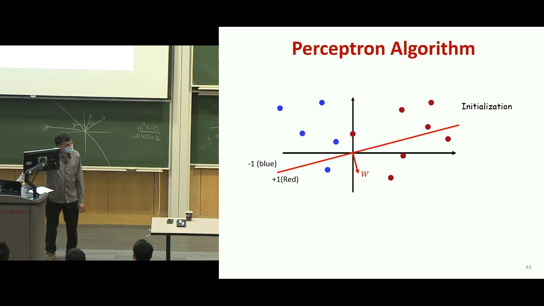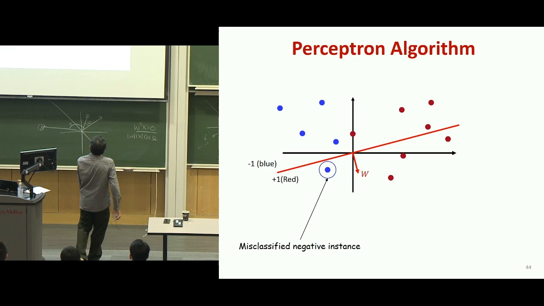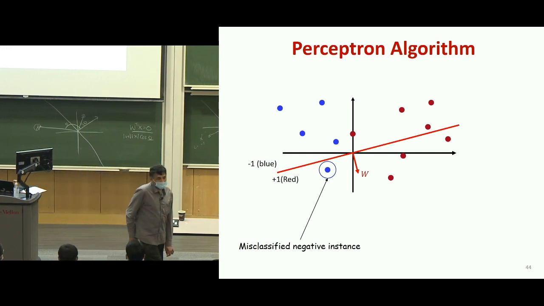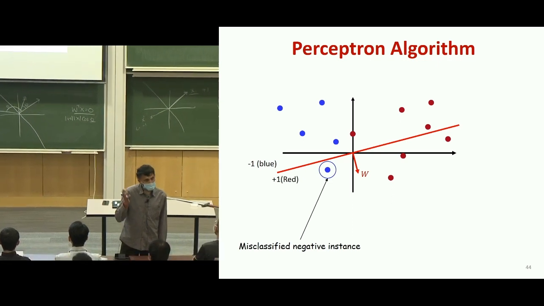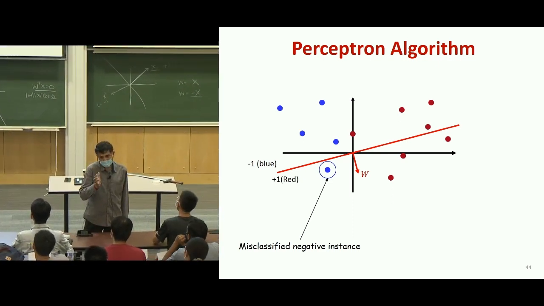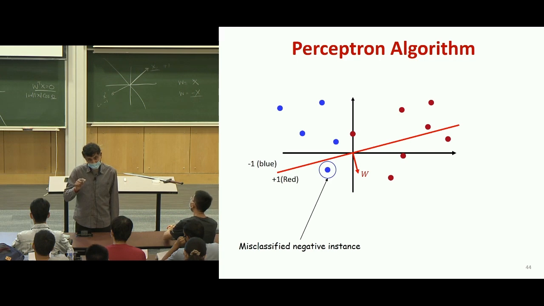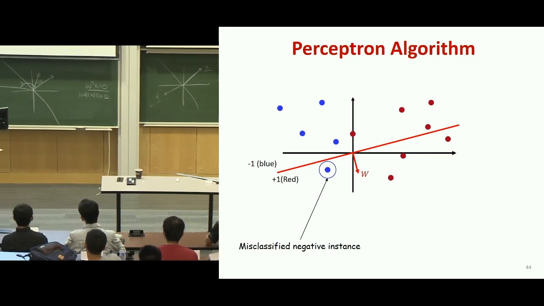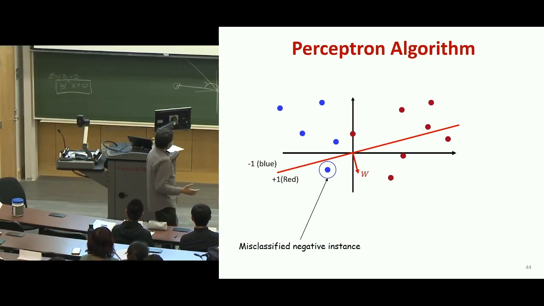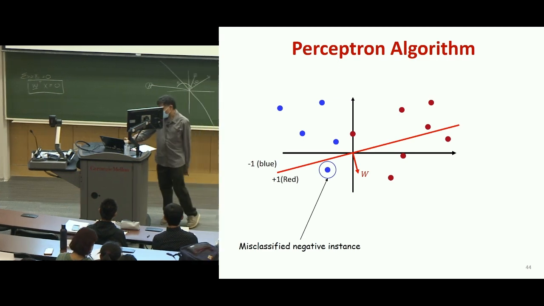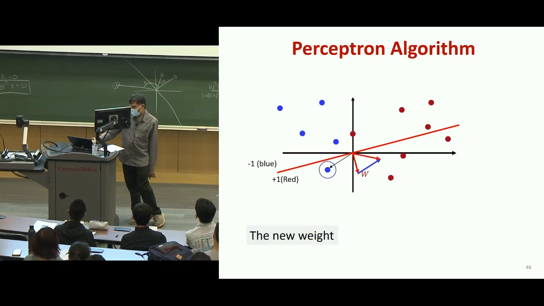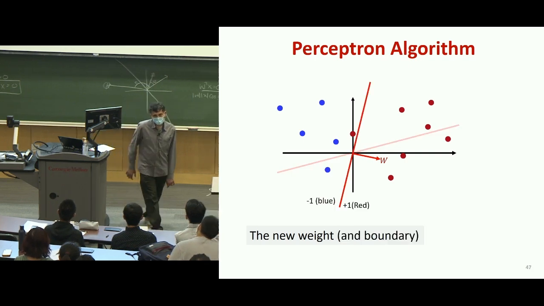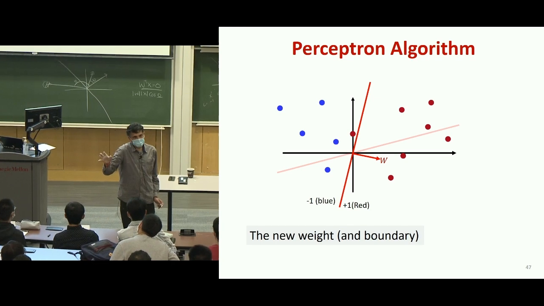So I have some initial weight. I cycle through my data points. I find that I have a negative instance which is misclassified. So what is the best weight vector for this negative instance? It's a negative instance. It's going to be minus X, right? So what should I do to the weight vector to try to push it towards minus X? I can subtract this guy, right? And so when I subtract this guy, that's going to be my new weights vector. That's going to be my new boundary. Make sense to everybody? Right?